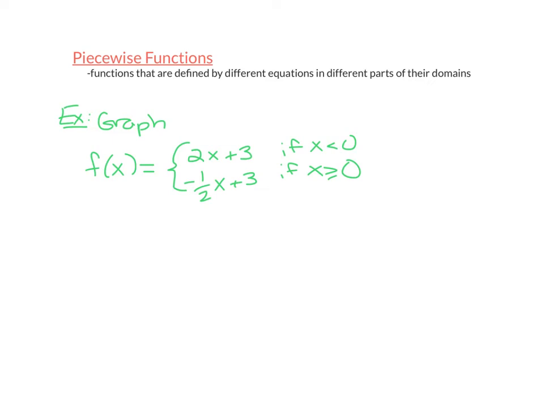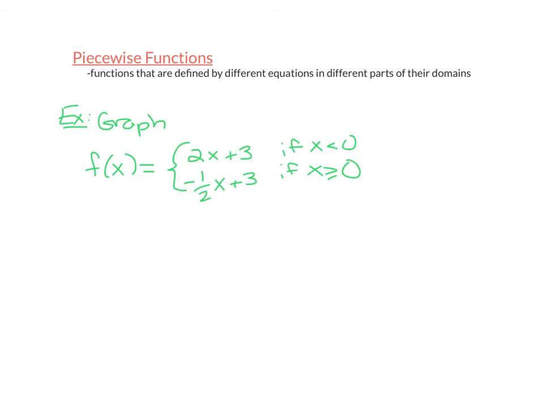So sometimes you'll see functions that are defined by different equations in different parts of their domains. These are called piecewise functions. So I gave an example of one here. We have f of x equals 2x plus 3 if x is less than 0, and f of x equals negative 1/2 x plus 3 if x is greater than or equal to 0.